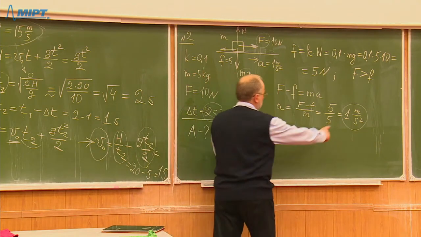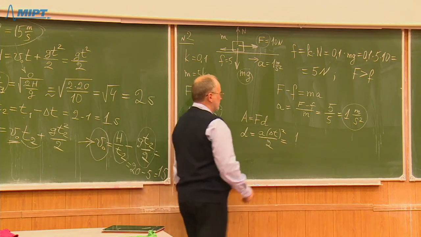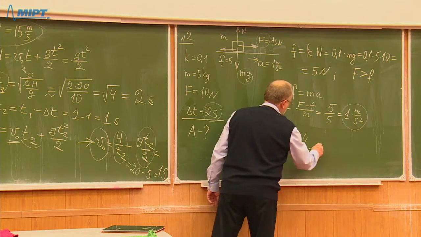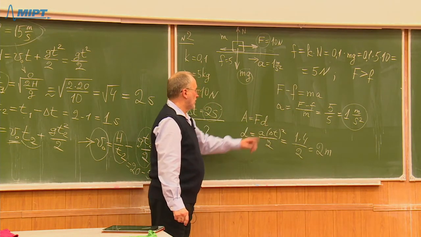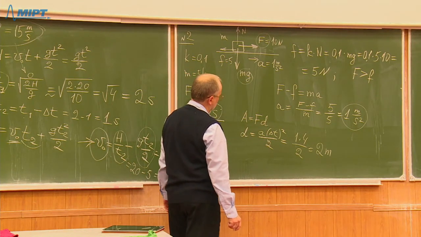So we use acceleration as 1 meter per second squared. Delta t is 2 seconds. 2 seconds squared is 4 divided by 2. So we have 2 meters. That is the displacement of the bar in 2 seconds. 2 meters in 2 seconds.